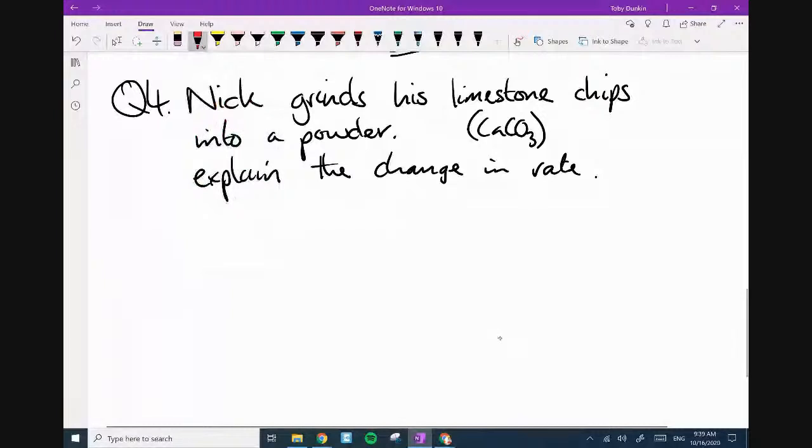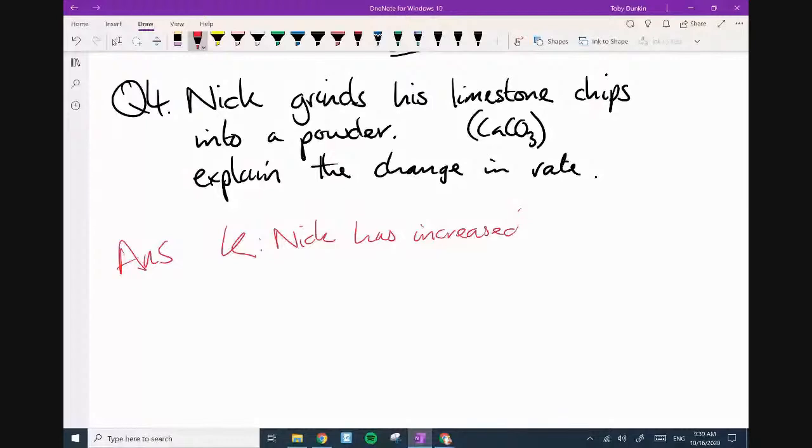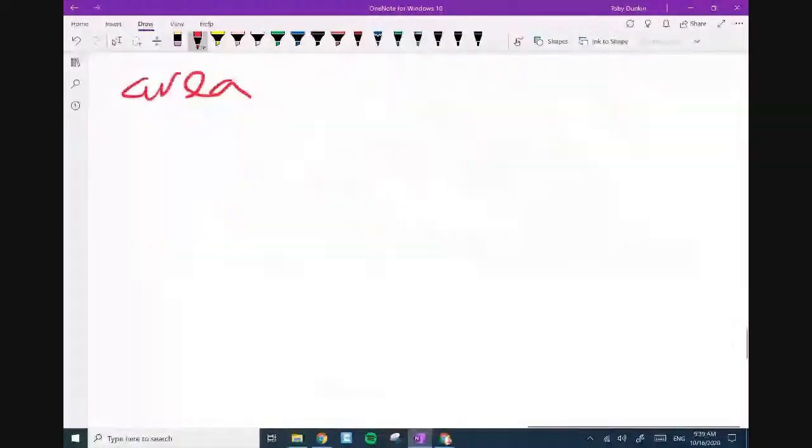Answer. Right. KCAS. Knowledge. Right. So what's he done? So if you grind chips into powder, this is surface area. So knowledge. Nick has increased surface area. Now, the problem is we haven't mentioned the particles yet, and we need to. So if he's increased the surface area, let's look at what that looks like. Okay, it looks like this.